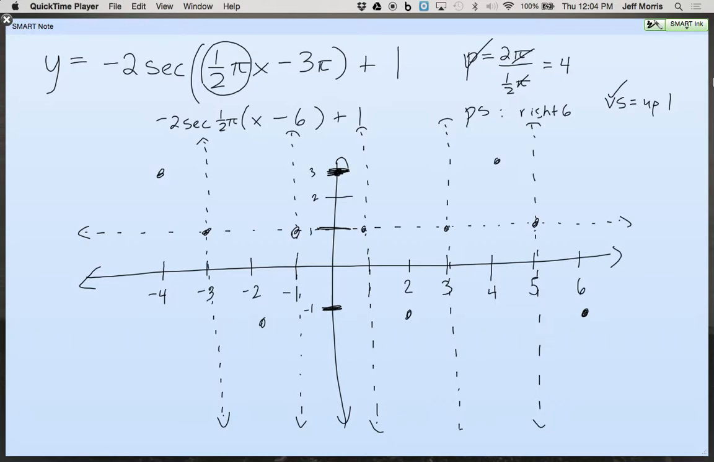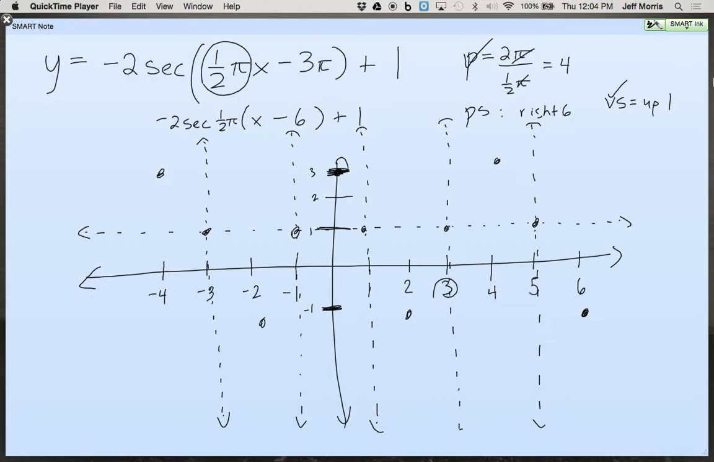This value of 1 for the y value is not what's making this equal 0 on the inside, because secant is undefined when cosine is 0. It's this x value that's making secant undefined. Let me prove it to you.